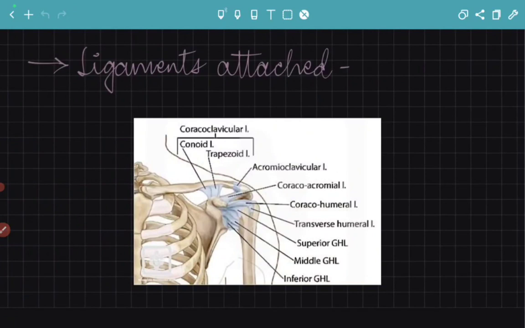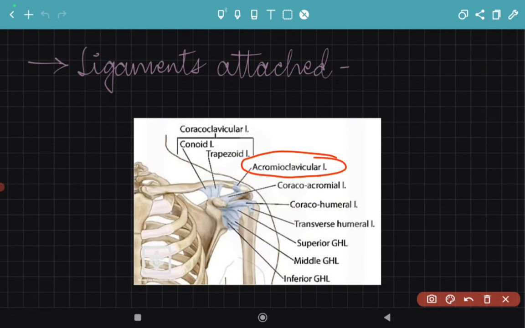Ligaments attached to the clavicle. Acromioclavicular ligament. It is present between acromion process of the scapula and the clavicle at the AC joint or acromioclavicular joint. Another one is the coracoclavicular ligament between the coracoid process of the scapula and the clavicle. It has got two parts, conoid ligament and trapezoid ligament.